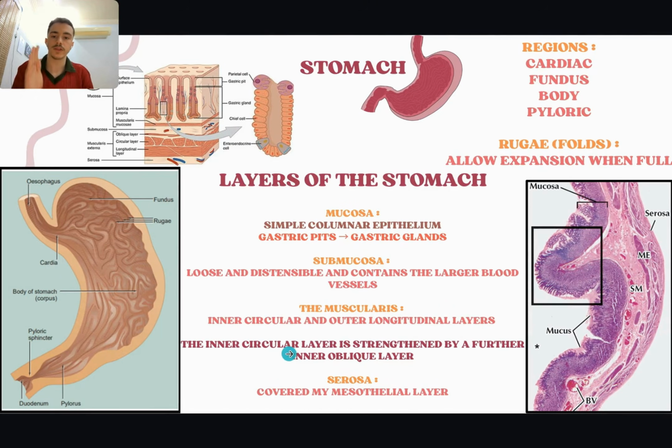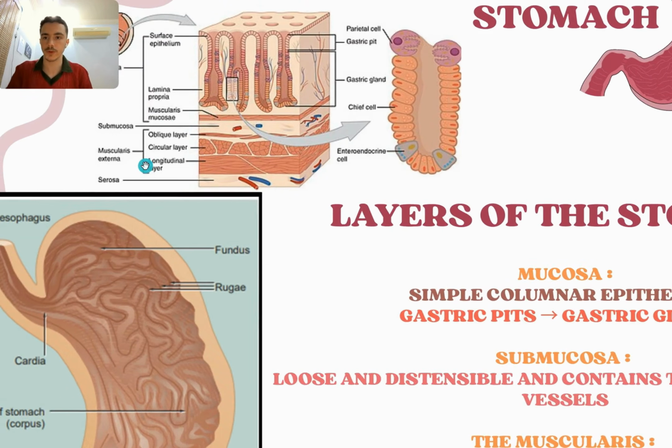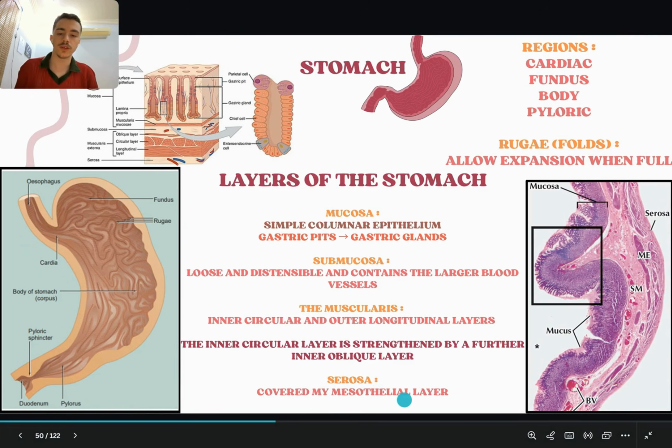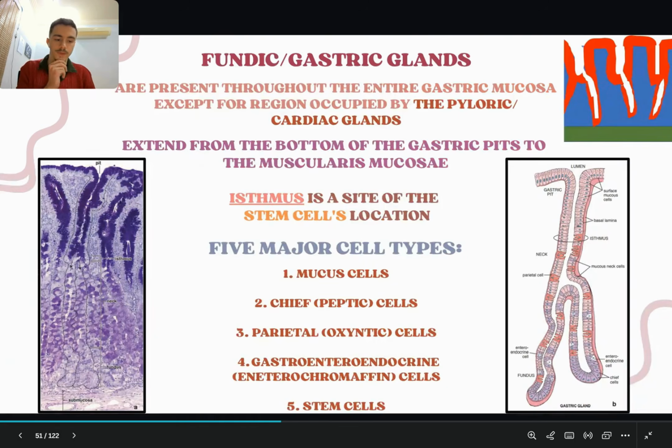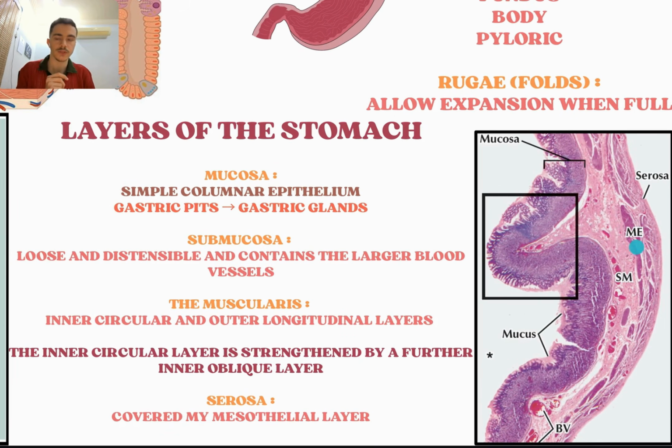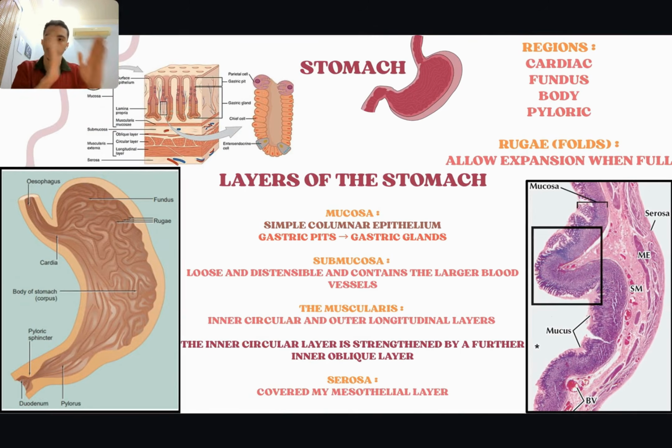Three layers. The inner circular layer is also strengthened by further inner oblique muscle. So the oblique is the innermost, then the inner which is circular, then the outermost, the last one outside, longitudinal, as you can see here in the photo. Then we have the serosa, covered by the mesothelium layer, as you can see here. So this one is mucosa, submucosa, muscularis, then we have serosa, in order from in to out.